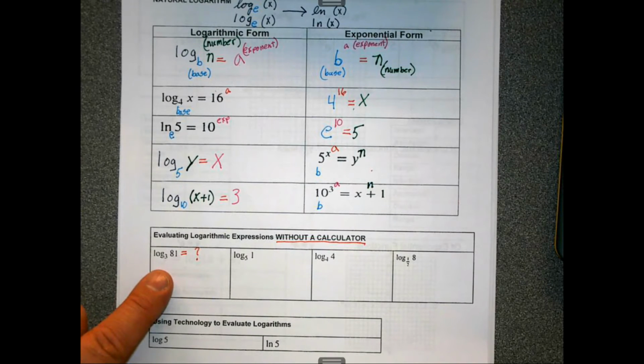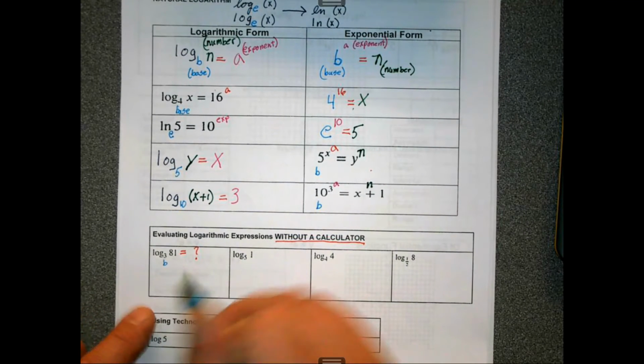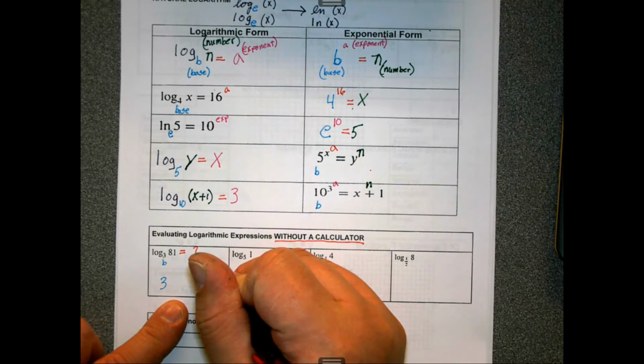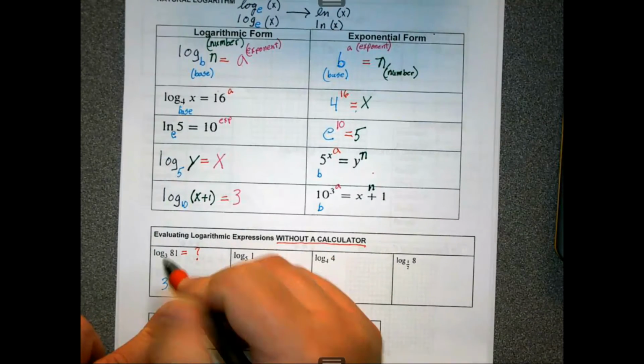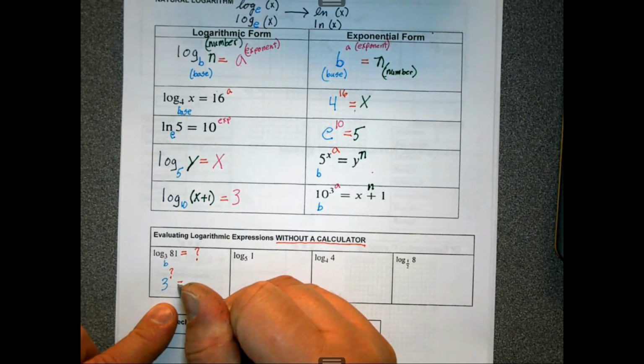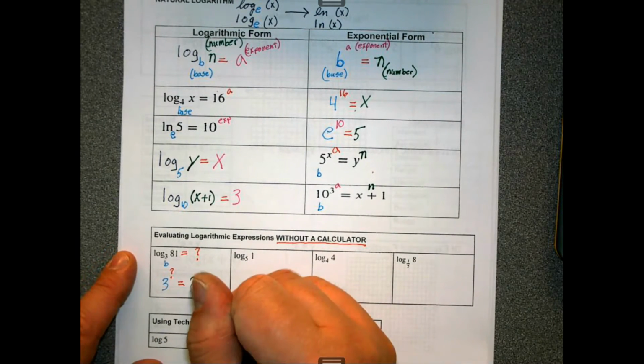Okay, so I'm going to put it in exponential form because we've done exponents for many, many years. So my base is 3. Let's see, my exponent. There's my A, right? So it's my question mark. That's what we have to find out. Equals, and my number is 81.